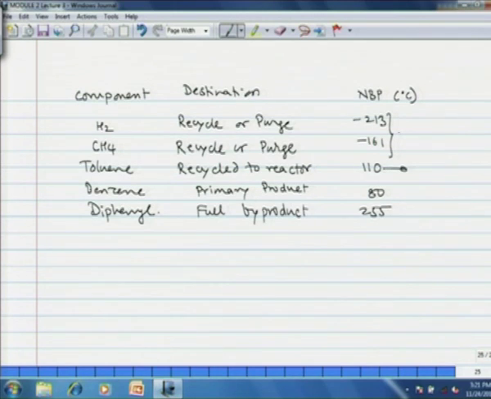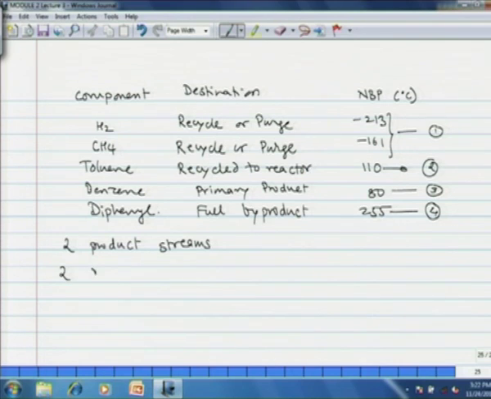Toluene forms a separate stream because it is in liquid phase and it is recycled to the reactor. Benzene is the third stream and diphenyl is the fourth stream. So, together we have two product streams, two recycle streams, and a single purge stream where methane and hydrogen are purged together.